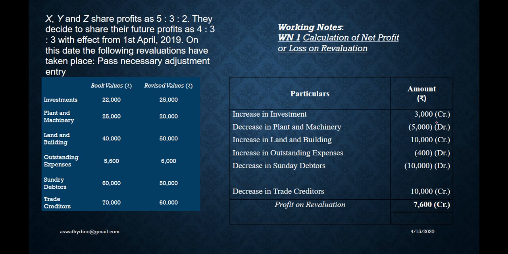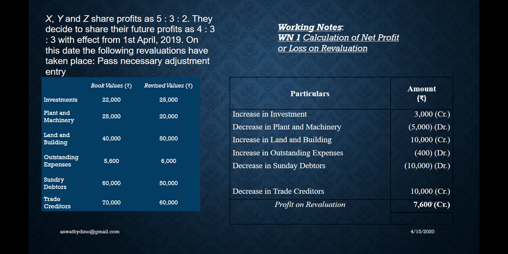Now we need to find out the net effect. How to find out the net effect? 3,000 credit balance plus 10,000 credit balance plus 10,000 credit balance. That comes to 23,000. Now debit balances 10,000, 5,000 and 400, which is 15,400. So 23,000 minus 15,400 is 7,600. As credit balance is more, we got a credit balance here. So now we got the amount to be adjusted between the partners, that is 7,600.